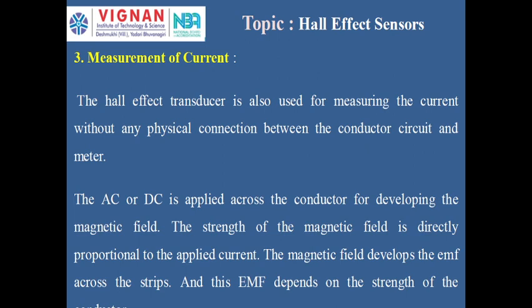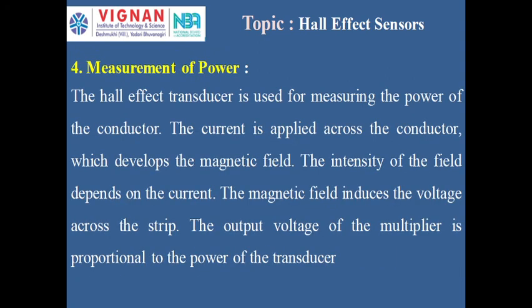So this Hall effect is also used for measuring the current without any physical connection between the conductor circuit and meter. Here also the same, the strength of the magnetic field is proportional to the applied current. Here what we are doing is putting some constant magnetic field, and then we see the amount of voltage developed, which is directly proportional to the current. In a similar way, it is also used for measurement of power. The Hall effect transducer is used for measuring the power of the conductor.